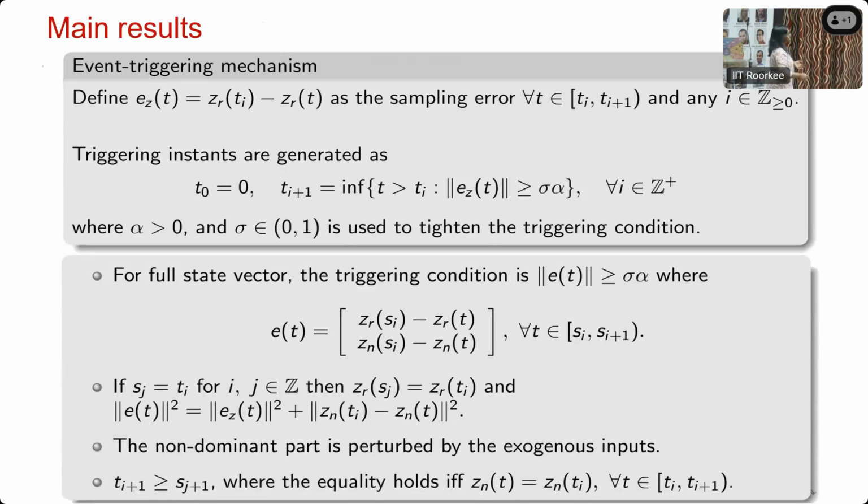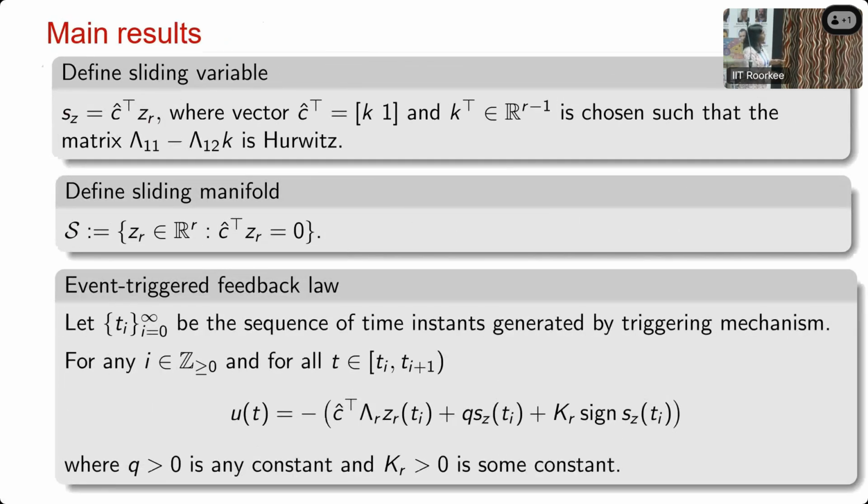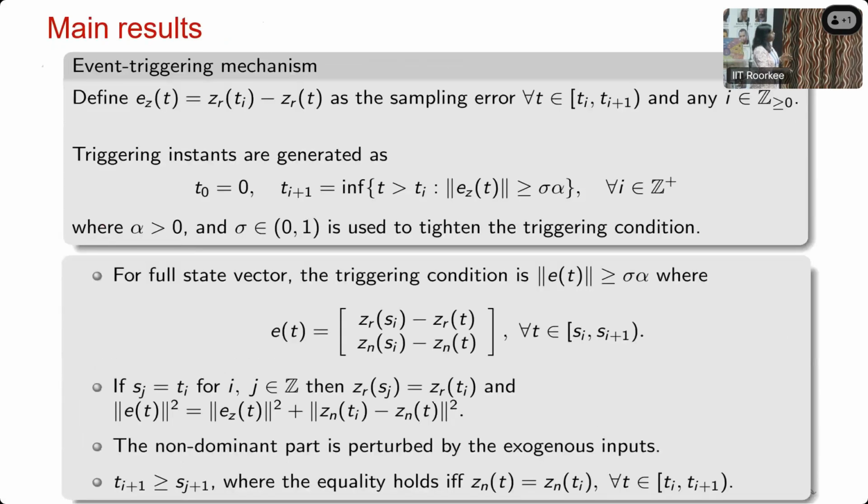Whenever this error becomes greater than or equal to sigma alpha, the next triggering instance will be generated. Initially this error will be 0, then we let it evolve until it reaches this value, sigma alpha, and then t1 will be generated. At that point of time, we calculate the control input using the state at t1. Then again we let this error grow. As soon as it reaches sigma alpha, t2 will be generated. Like that, the triggering instances will be generated, which will help us in maintaining a bound on this error.